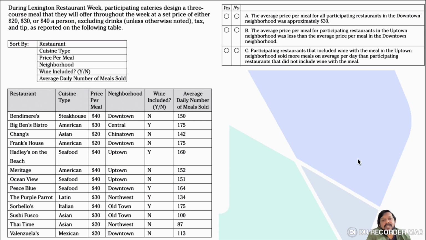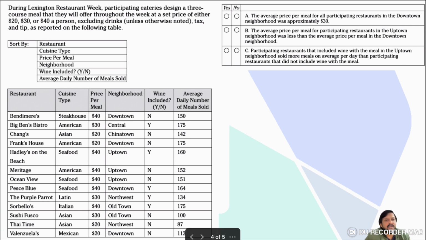In the question you can see the first question talks about average price per meal for all participating restaurants in the downtown neighborhood was approximately $30. Now we are talking about participating restaurants in the downtown neighborhood, which fundamentally means that we would want all the downtown neighborhood restaurants to be together so that they come in a bundle, and therefore we can calculate them quickly and easily. Therefore, which sorting should we use?